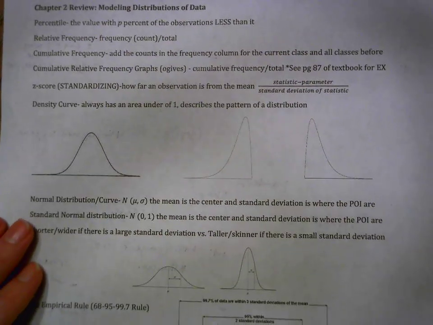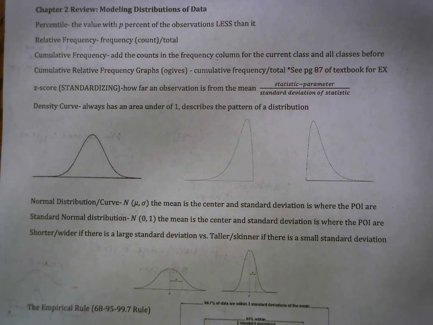Now let's go ahead and talk about chapter 2. So chapter 2 is modeling distributions. This is when we got into those density curves and z-scores. And so the first thing we talked about was percentile, which is the value with p% less than it, right?